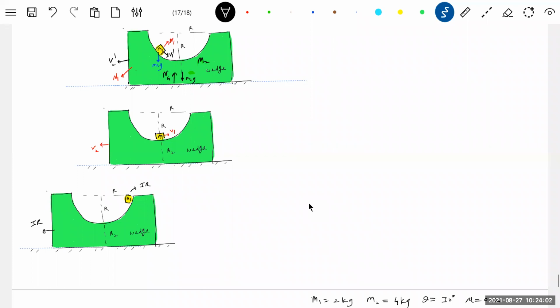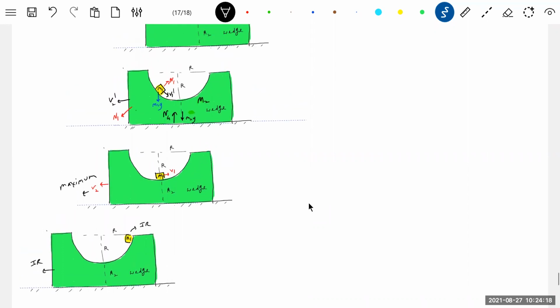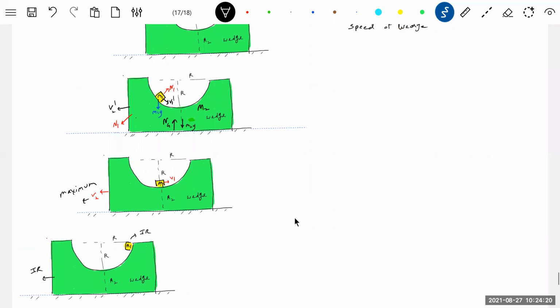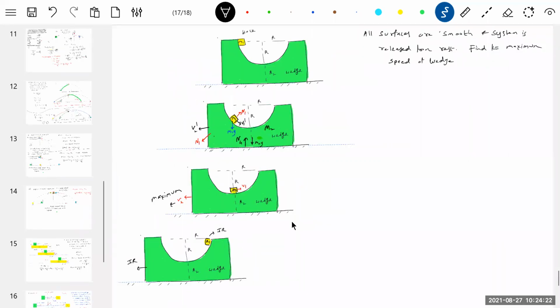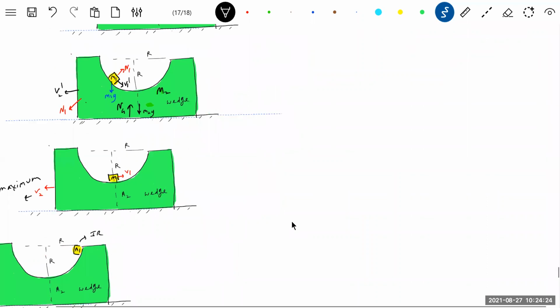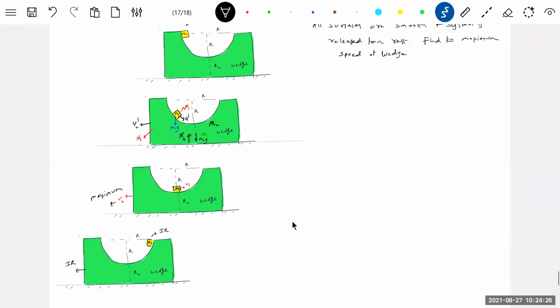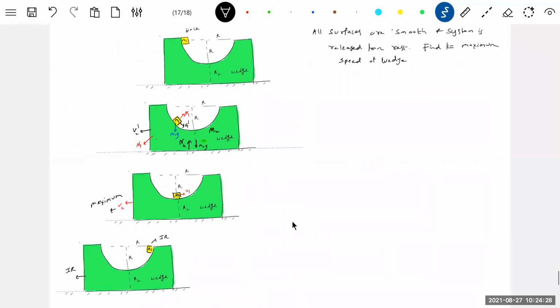So what is the maximum velocity now? This was the maximum velocity. This V2 is the maximum. Are you getting? This V2 is the maximum velocity. How to calculate this V2?